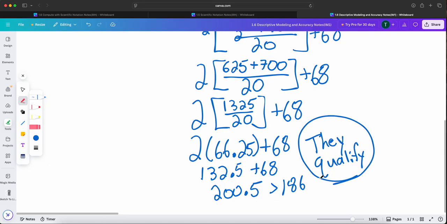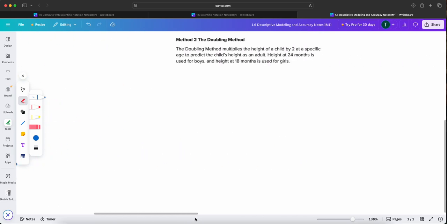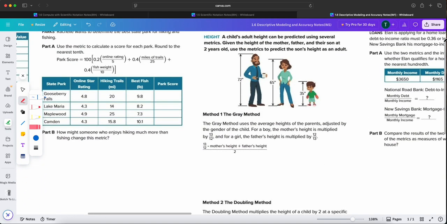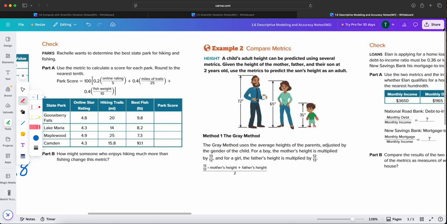So the next page has us wanting to kind of do the same thing. It gives us metrics again, and then this one is about state parks. Like I said, we're going to mainly skip these check questions just to save time. So if I scroll up, we're going to go ahead and skip this check question right here.